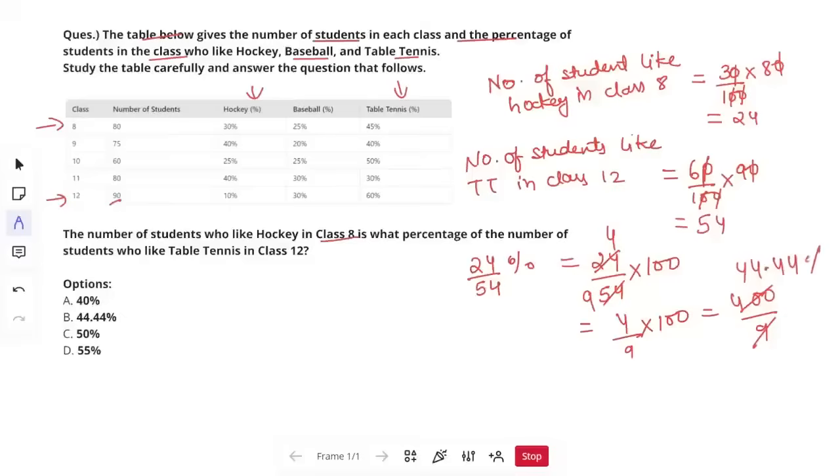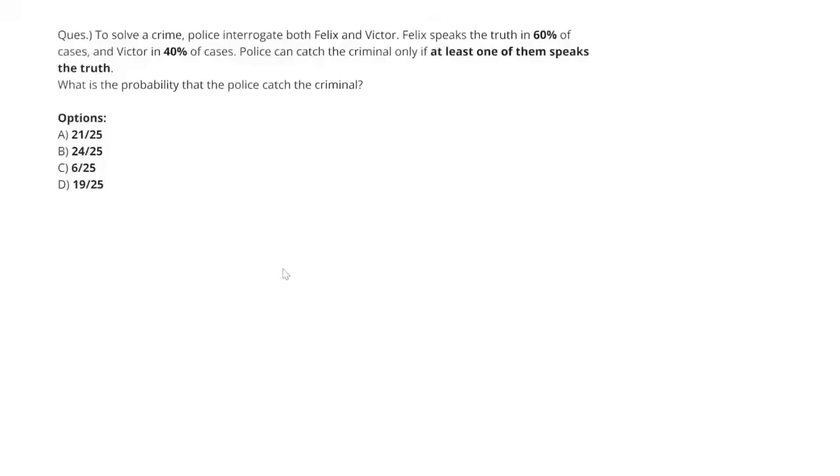Okay, so the correct answer in this case is going to be option number B, which is 4.44. The correct answer is option B, which is 4.44. Hope you have understood the logic. Let's now move on to the next question. Let's look at this question.